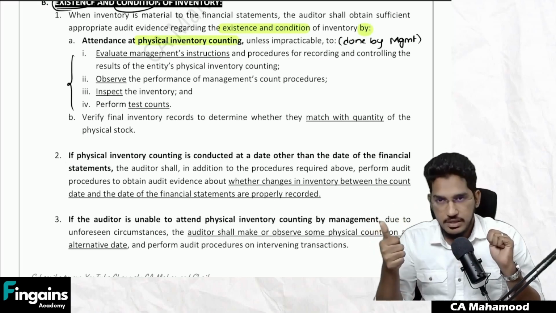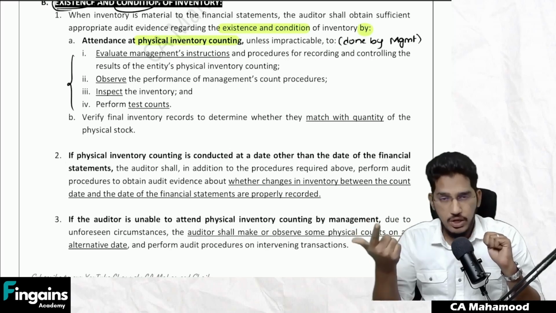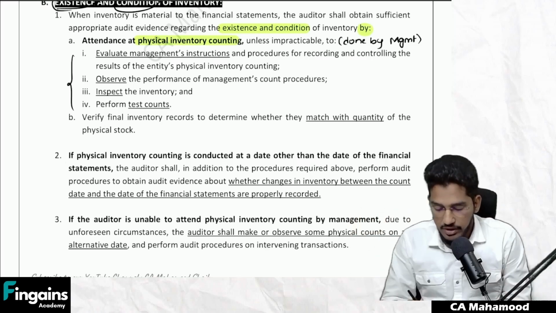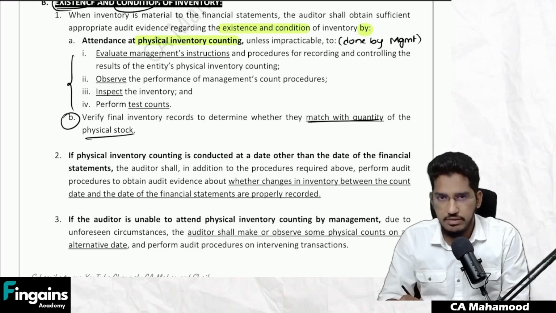Evaluate what are the management's instructions for doing inventory counting. Number 2, observe the inventory counting process. Number 3, inspect the inventory. Number 4, perform the test counts. And also verify final inventory records to determine whether they match with the quantity of the physical stock. That is the ultimate purpose of doing inventory physical verification.